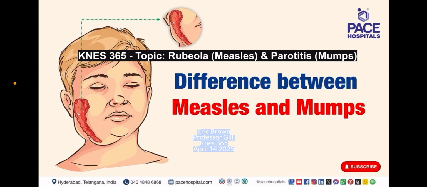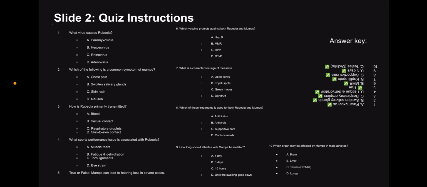Today I'm going to be talking about rubeola and parotitis, also known as measles and mumps. So here is going to be the quiz. Those are the 10 questions, and then on the right side you'll see the answer key. I put the answer key upside down just so you don't cheat and go through those questions and figure them out as you must.